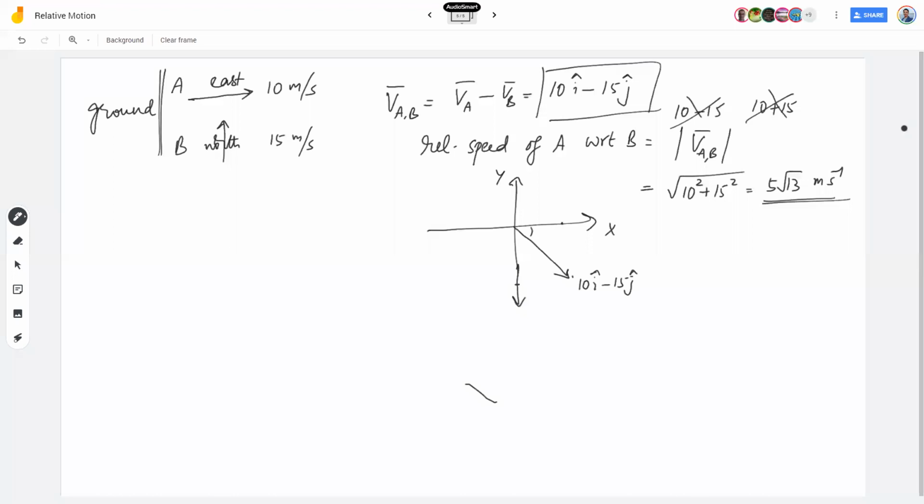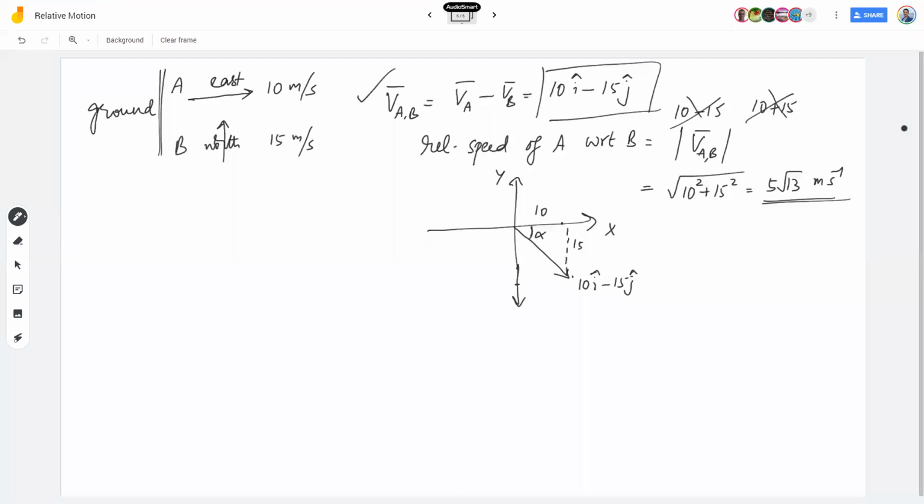If you want the angle, you can easily find it. How much is this angle? If I drop a perpendicular, this would be 10, this would be 15. Tan alpha is equal to 15 by 10. That will give you the angle also. You could say so much angle to the south of east. Are we able to understand what relative velocity means? Velocity of A with respect to B is literally velocity of A minus velocity of B.